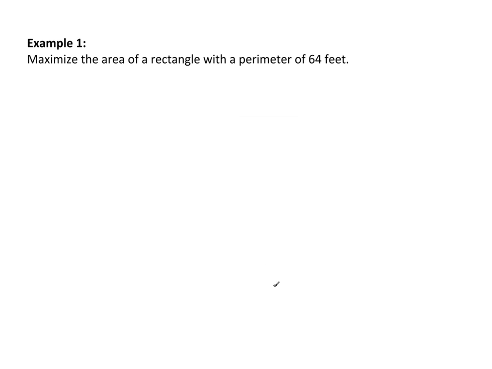So let's start off with a quick example here. I want to maximize the area of a rectangle that has a perimeter of 64 feet. So right away I'm going to draw myself a little rectangle here.